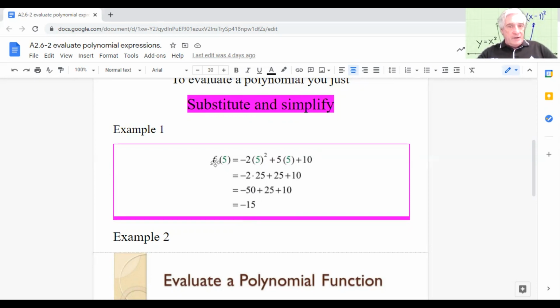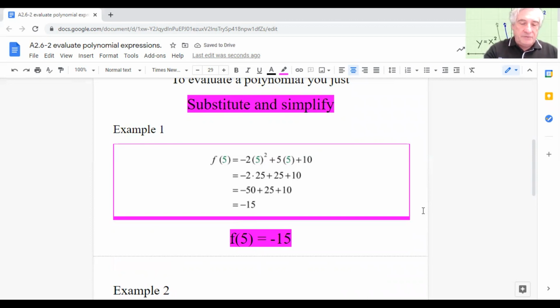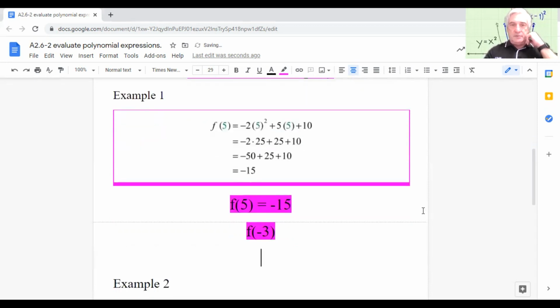So we can say f of 5 equals negative 15. That's how we would say it. Let's try the same now, and we want the f of minus 3. Let's try f of minus 3, and we'll do the same example with a different variable.